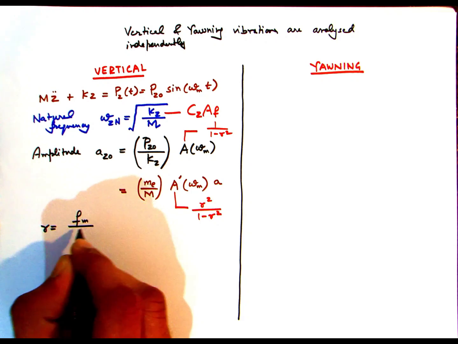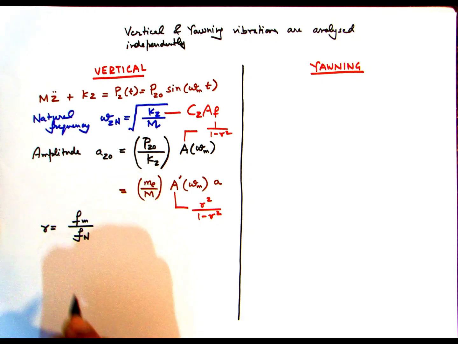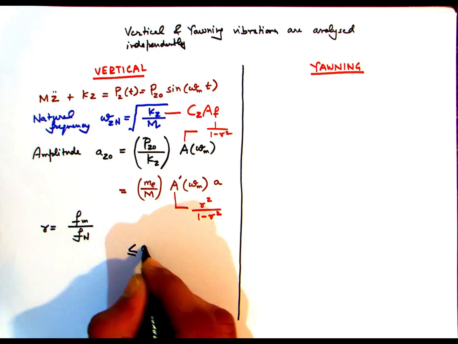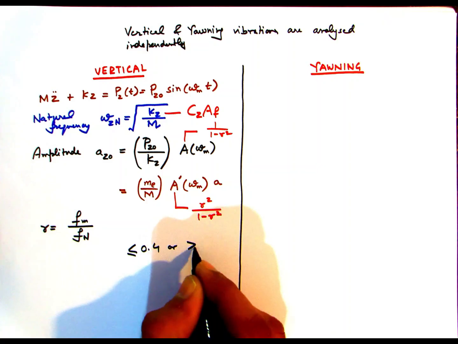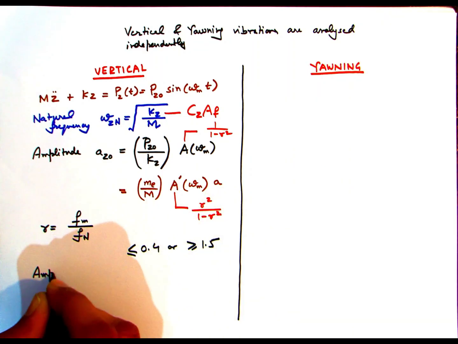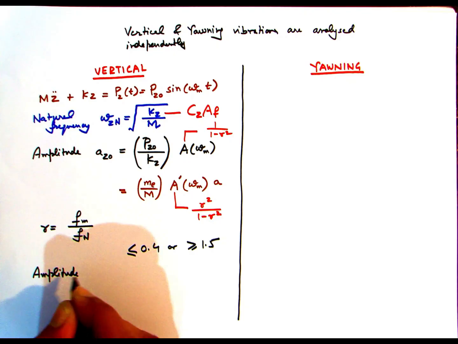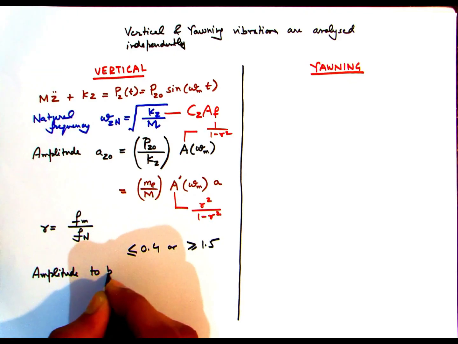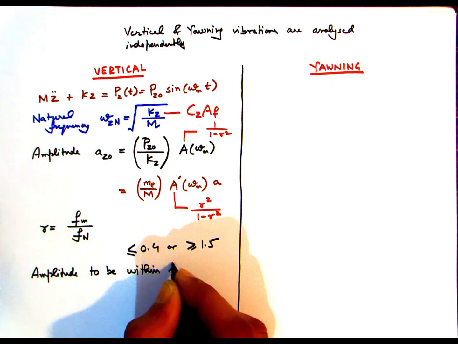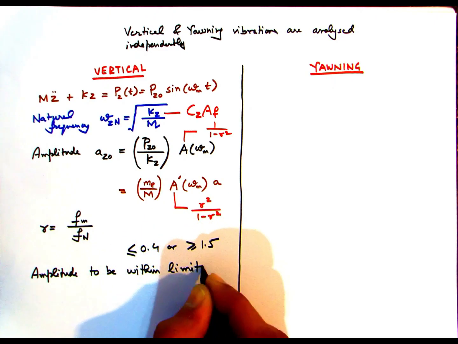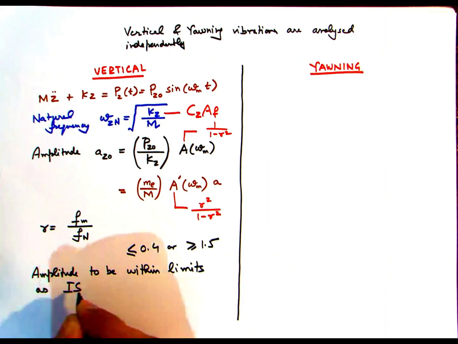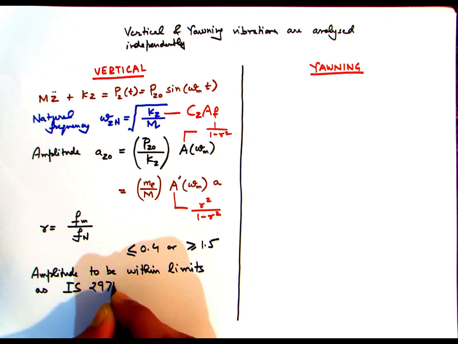So r is already defined as the frequency ratio fm to fn. Now the code IS 2974 recommends that we should avoid the zone between 0.4 and 1.5 for the frequency ratio. That is the frequency check, and then the amplitude should be within the limits prescribed by, again, IS 2974 part 1.